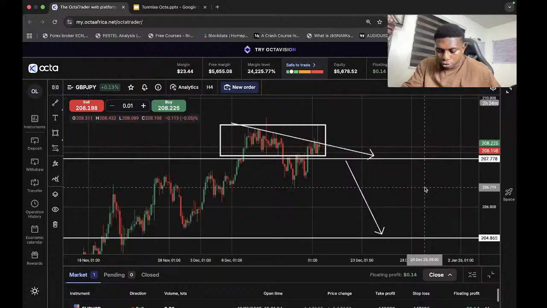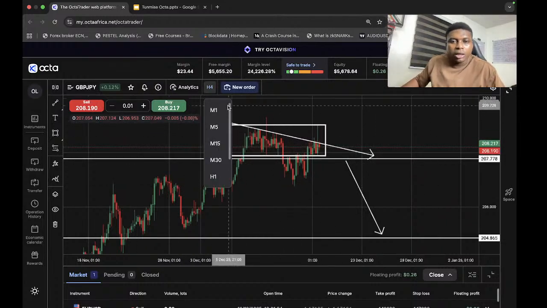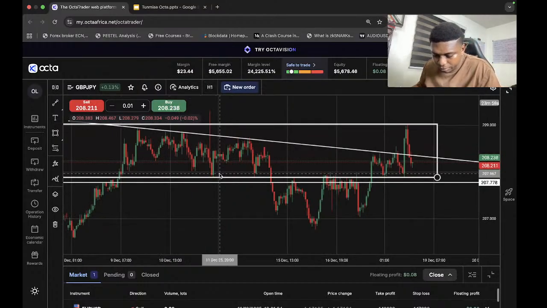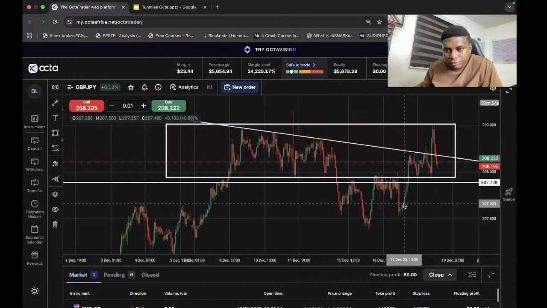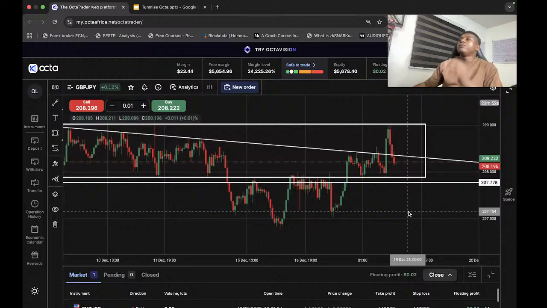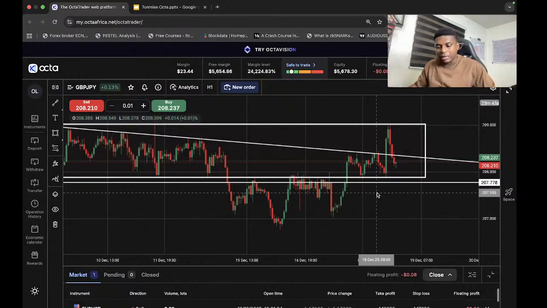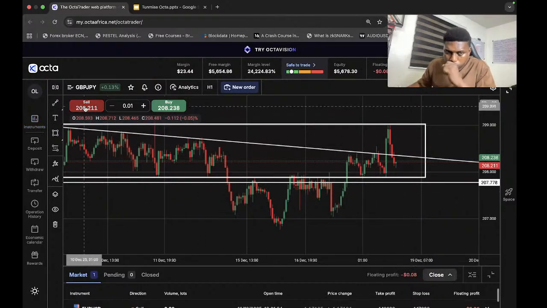So what am I going to do? I would take a sell position. Now, before I take a sell position, let's look at it from the daily time frame. So instead of taking an instant sell position, I would take a limit order position. I'm going to use a pending order to set a sell price here.